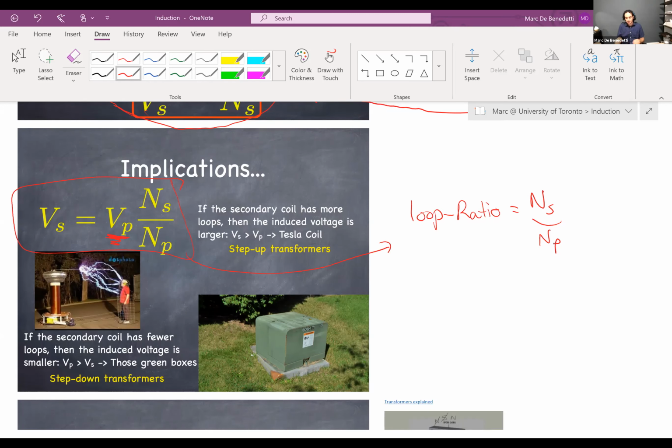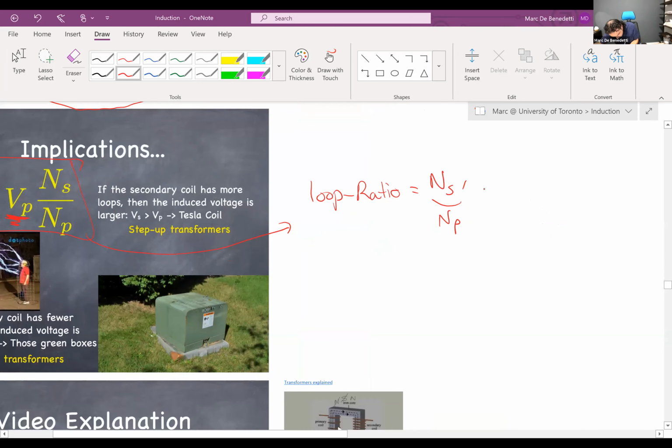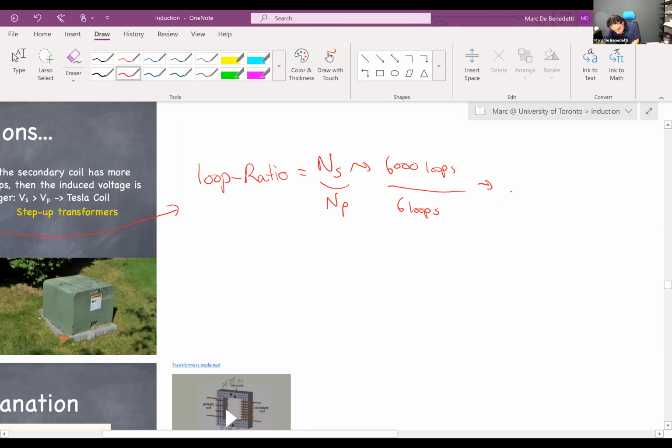So let's say for instance you had 6,000 loops in the secondary, and you only had 6 loops in the primary. Then the loop ratio, or the induced EMF in the secondary, is actually going to be 1,000 times larger, which is actually phenomenal, if we have about 120 volts coming in from our wall outlet.